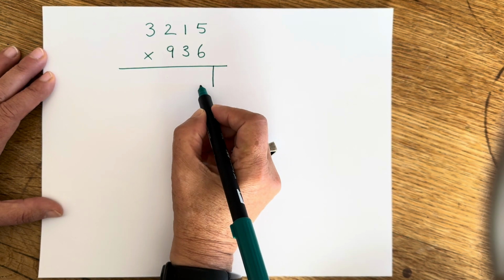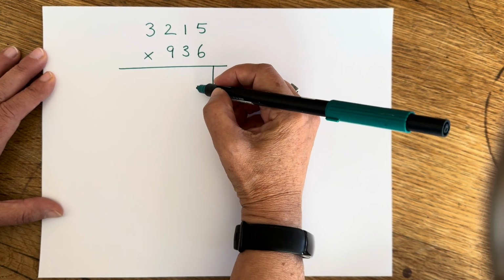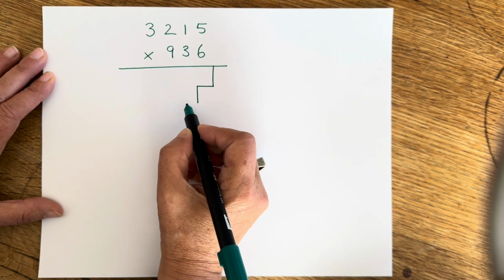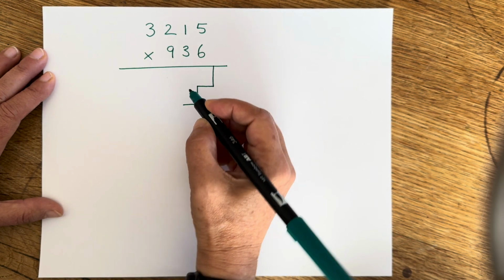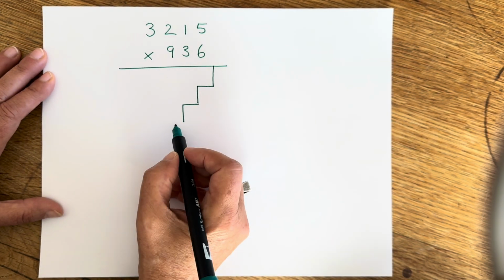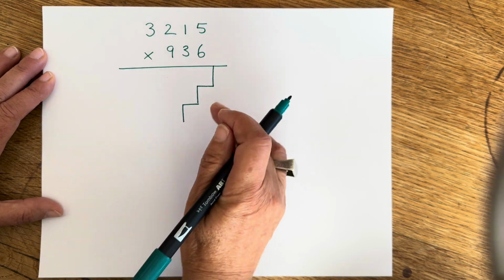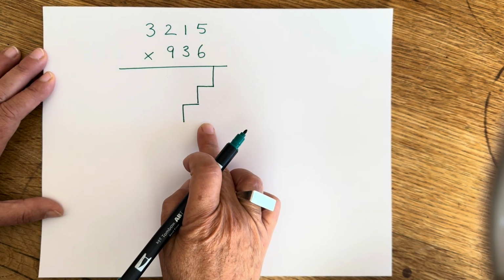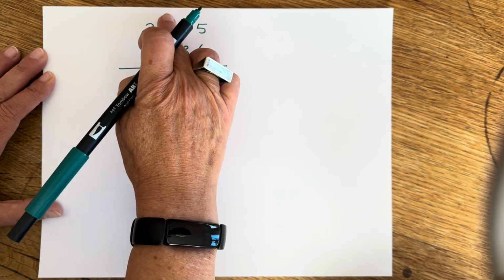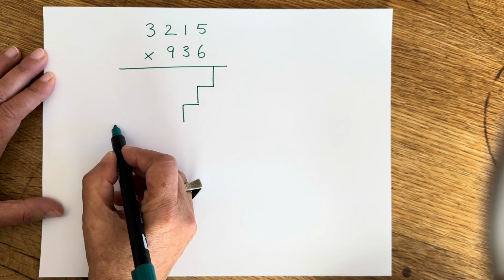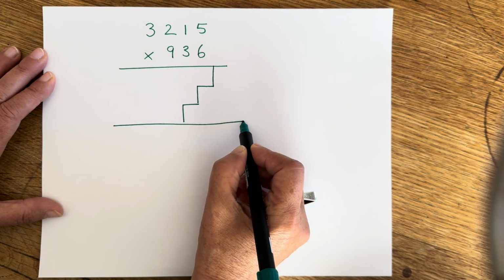So I'm going to put in my first step and then my second step and then my last step. And notice that I'm making sure that they all again line up really clearly with the digit that they're related to. And then I'll put my line at the bottom.